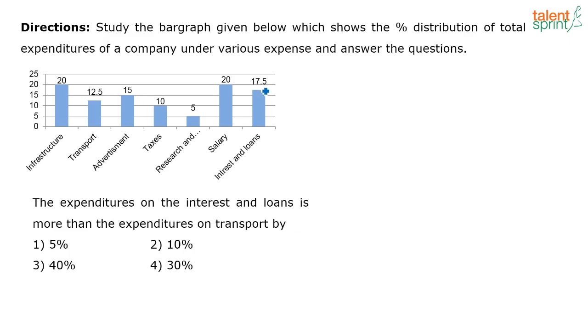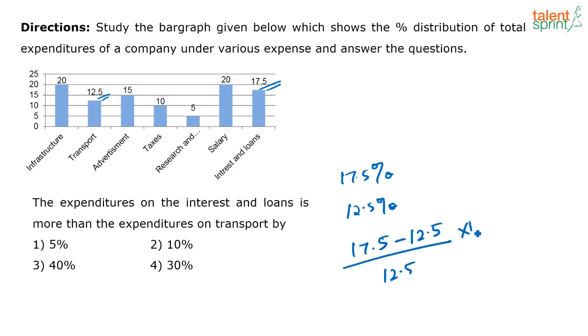So expenditure on interest and loans is 17.5%, correct? And expenditure on transport is 12.5%. So the expenditure is more than this by what percentage? So just subtract and find out the percentage. 17.5 minus 12.5 divided by 12.5 into 100. This will be the percentage that we are looking at, that is equal to 40%.